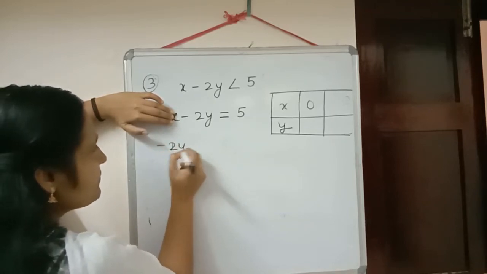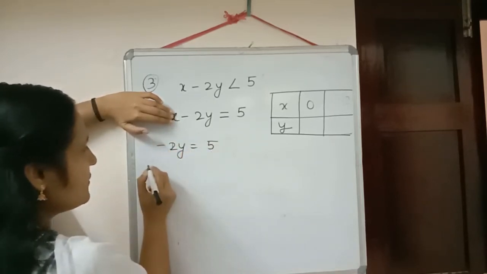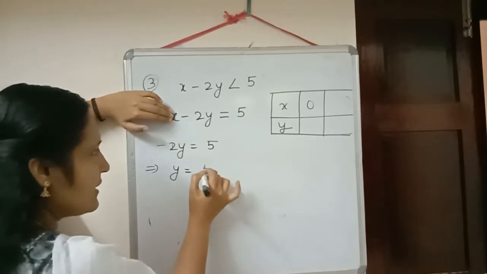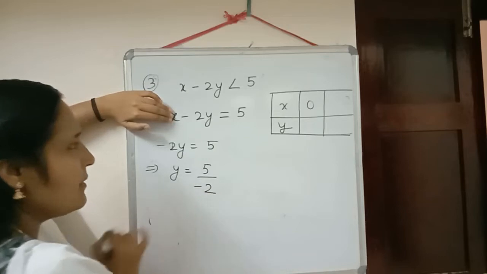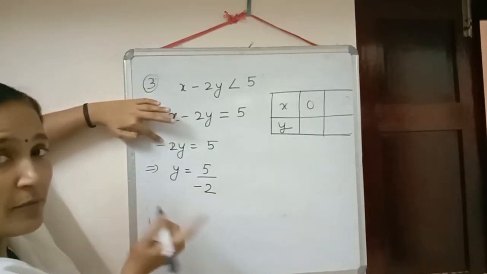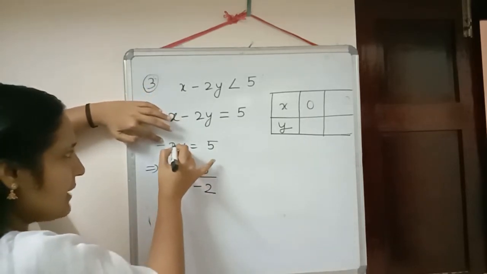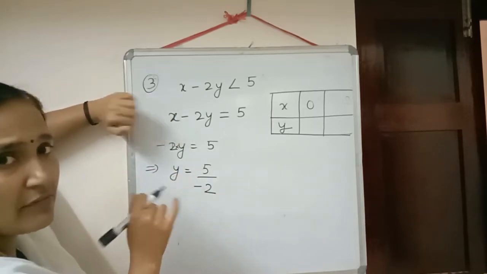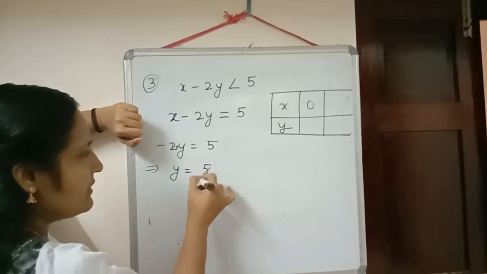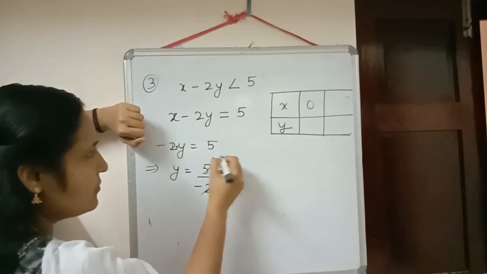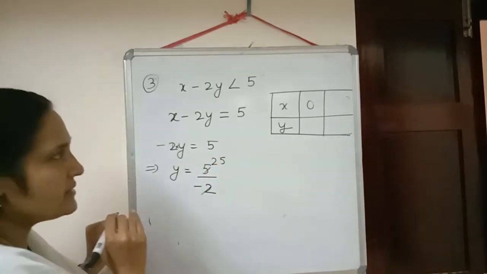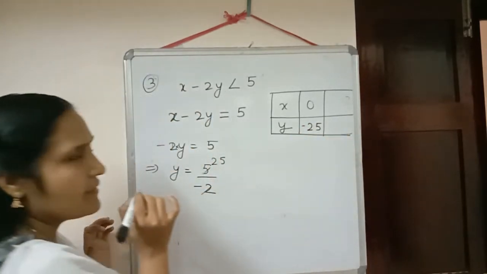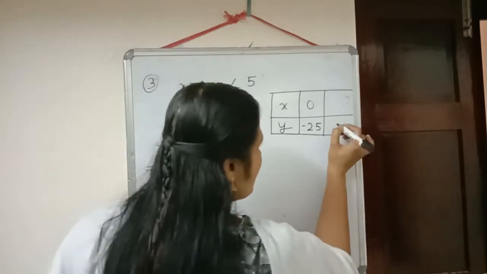We will get minus 2y equal to 5. Then we will shift minus 2 to the right hand side. Then it will come 5 divided by minus 2. Minus 2 will not become plus 2 because here minus 2 is multiplied by y. When you change the position, it will get divided. So it will come 2.5 and a negative sign is there. So we will write here minus 2.5. Then put y equal to 0.